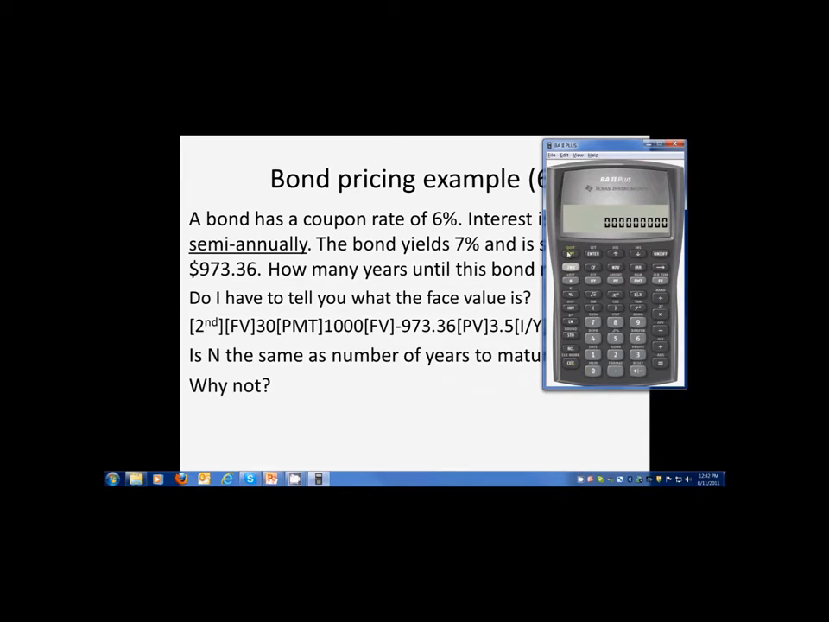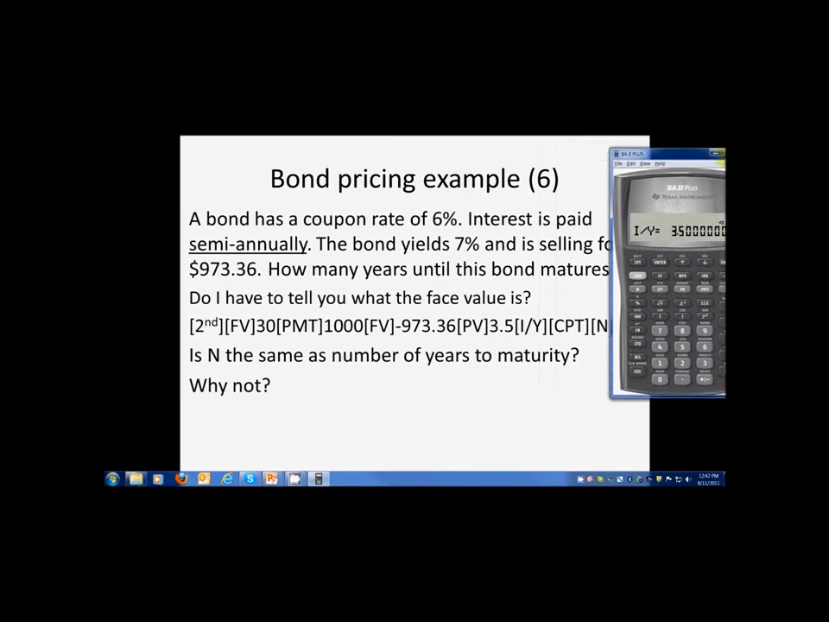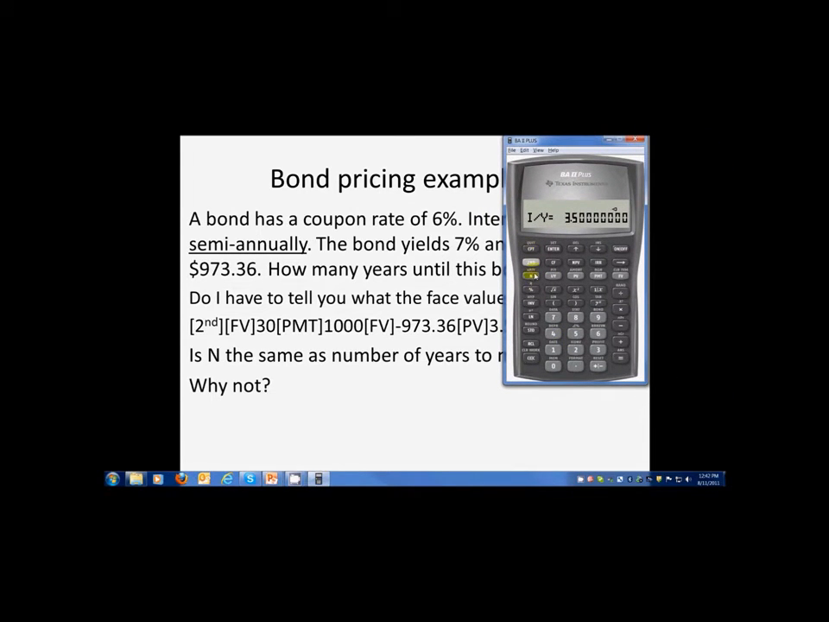I'm going to say clear, second, clear TVM. I've got the $30 semi-annual coupons. I've got the future value, face value of 1,000, and the present value of $973.36. Remember, we have to put the negative on the present value. And we have a 3.5 I per Y. Why? Because the yield to maturity for the bond is 7%, but that's on an annual basis, and we need it to be on a semi-annual basis. Now we're ready to compute N.